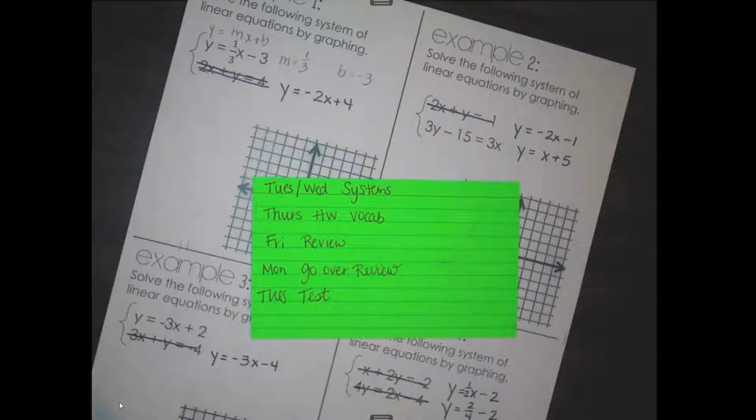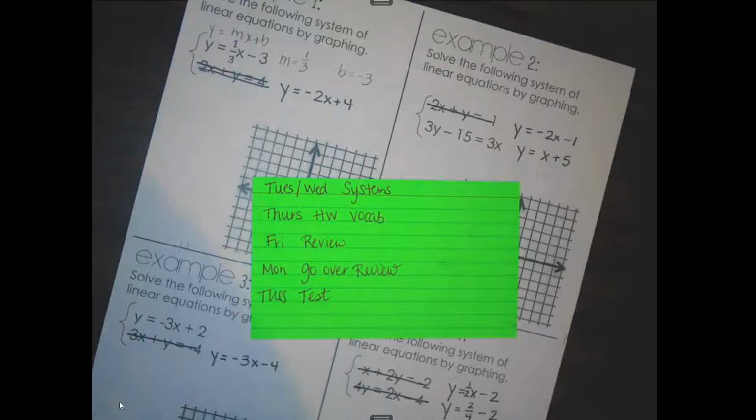Guys, this is the schedule for the next 2 weeks. We have 2 weeks till Christmas break if you didn't realize it. Today and tomorrow we're doing something called systems of equations. Systems of equations just means there are multiple equations, and we're going to work on solving them by graphing. When you get into high school next year, you're going to learn how to solve them other ways, but for 8th grade, we just learned how to do it by graphing.